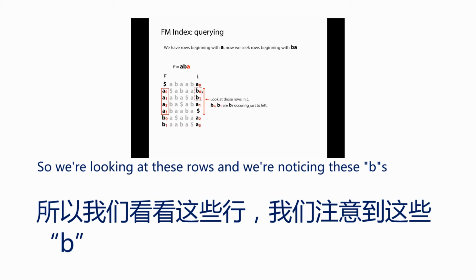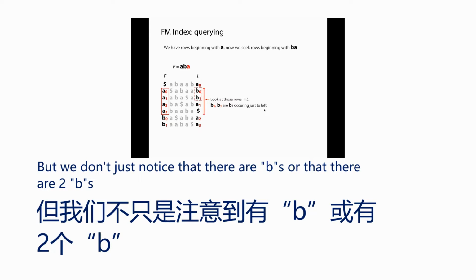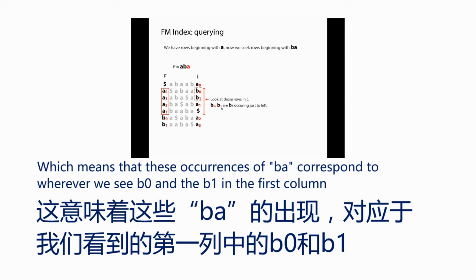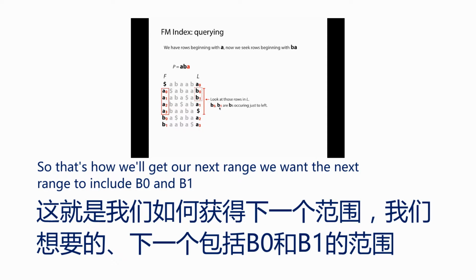So we're looking in these rows, and we're noticing these B's. But we don't just notice that there are 2 B's. We can see their ranks. They're of ranks 0 and 1, which means that these occurrences of BA correspond to wherever we see B0, the B of rank 0, and the B of rank 1 in the first column. So that's how we'll get our next range. We want the next range to include B sub 0 and B sub 1.